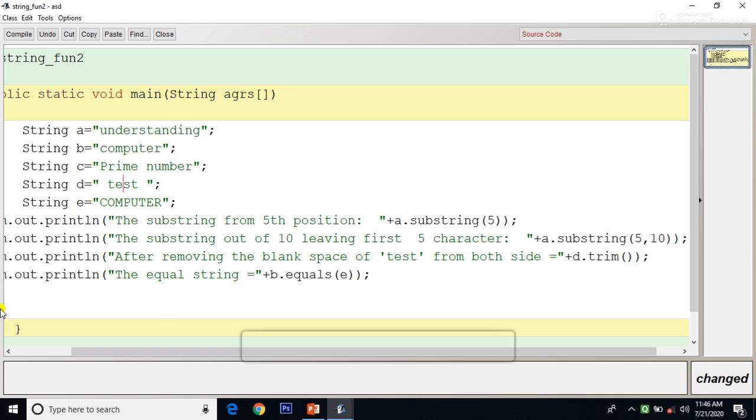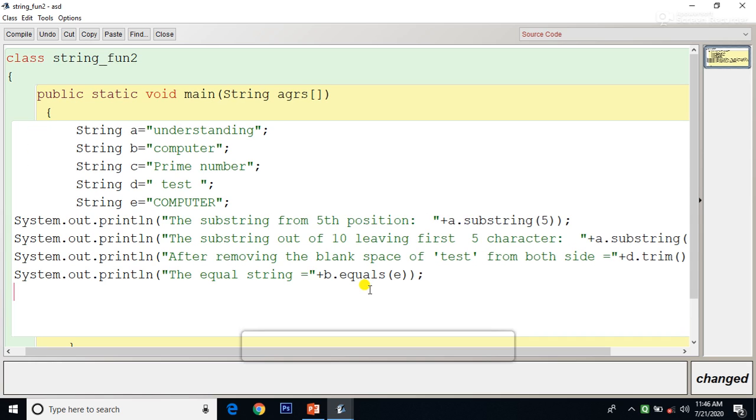Next is System.out.println. We are checking equality, so b.equals(e). So we are comparing the b variable with e. In this variable computer is written in small letters, here in capital letters, so it will check. Now check another function.